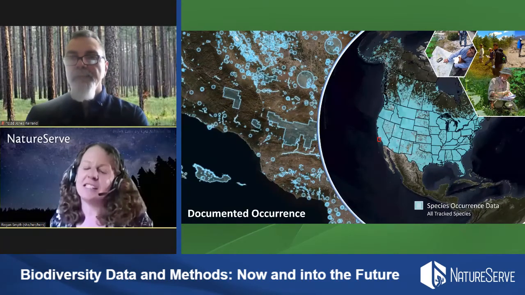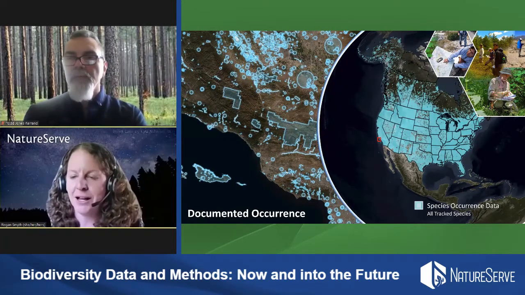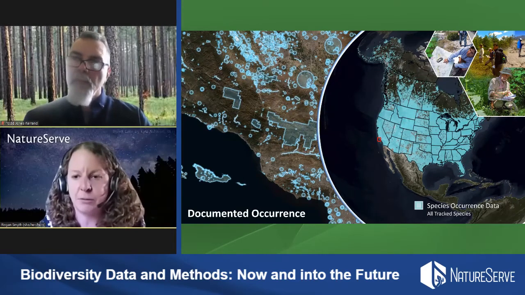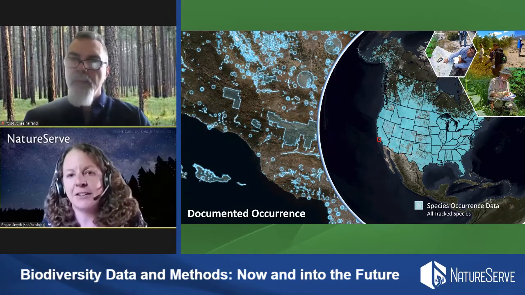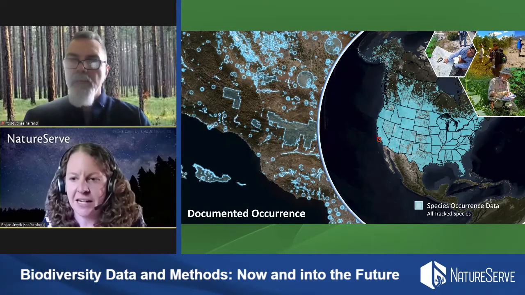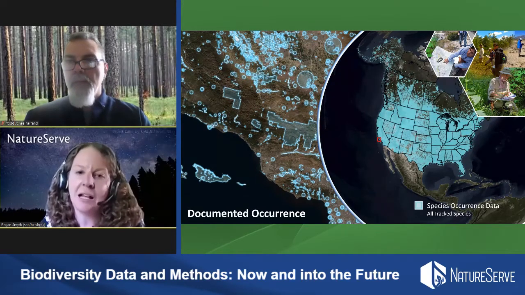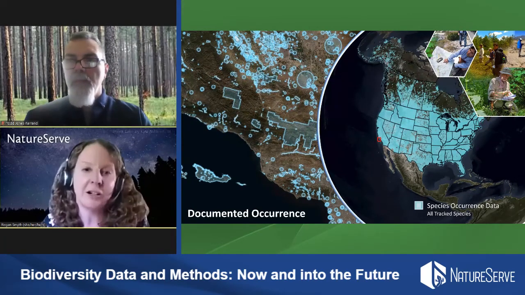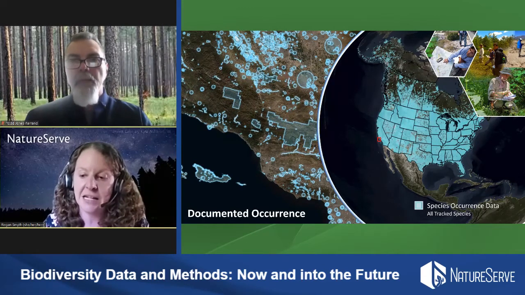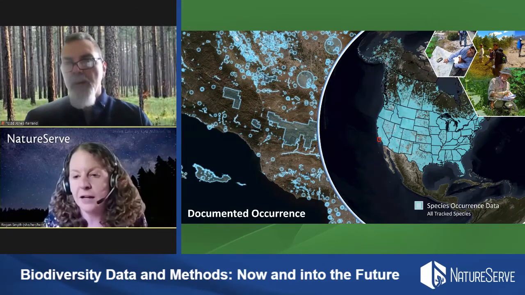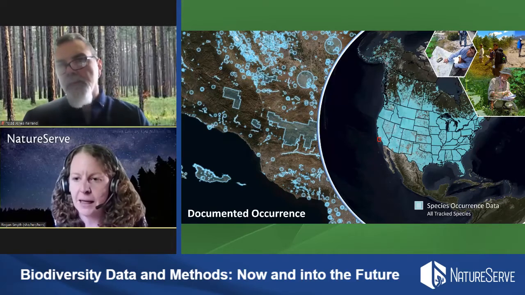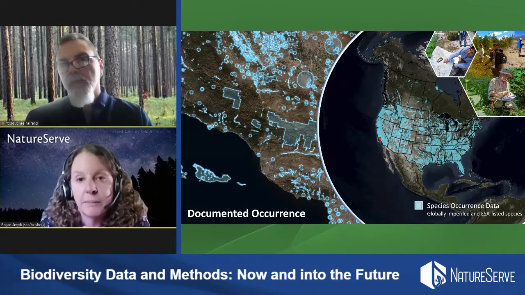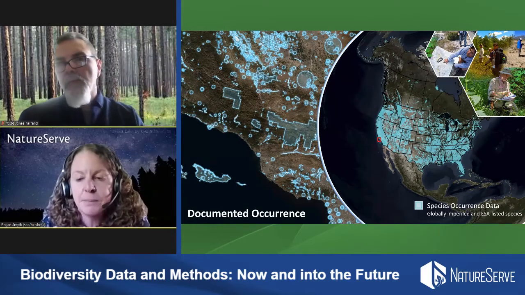So I wanted to start off with this map. This really is an amazing map if you step back and think about what it represents. What you're looking at is 50 years of natural heritage data. Each of these blue dots represents a documented occurrence that has been recorded somewhere across the NatureServe network in the US and Canada for one of the species we track. Here's a slightly different version of this map. This is just showing those same records, but just filtering for globally imperiled or federally listed species.